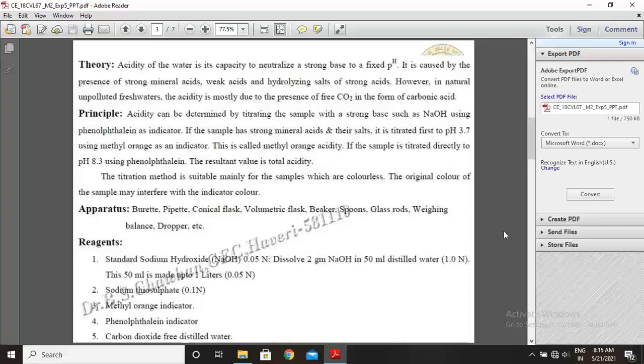Then the second reagent is sodium thiosulfate of 0.1 normality. Third reagent is methyl orange indicator. Fourth reagent is phenolphthalein indicator. And next is carbon dioxide free distilled water. So these are the reagents required to conduct this experiment for the given samples.